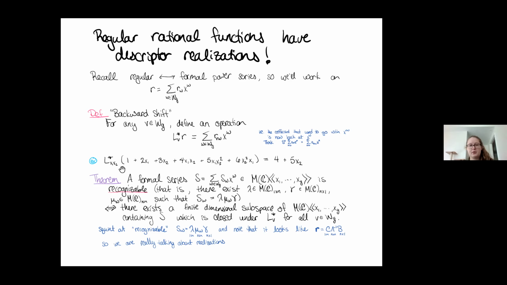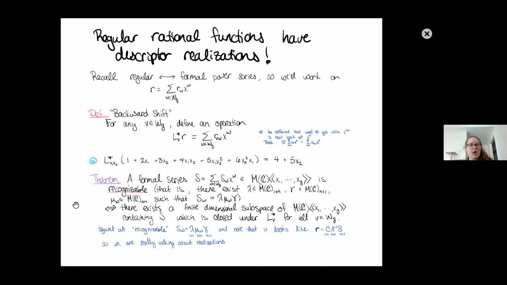I've got an example. Here's a polynomial that I've written out. I'm backward shifting by x1, x2. So this has no x1, x2s, so it goes away. No x1, x2s, no x1, x2s. This has an x1, x2. This one has an x1, x2, and then another x2. And this one doesn't have an x1, x2. So when I backward shift it, I only get the terms that have x1, x2 as a prefix.